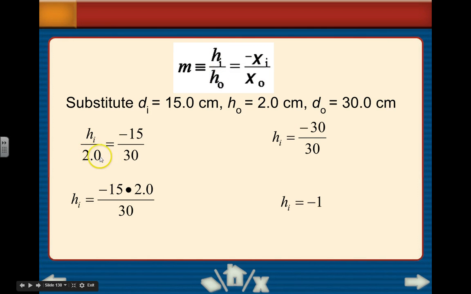ho is 2. The xi we figured out was 15, so the formula tells us this is a negative 15 over 30, which is xo. Multiply both sides by 2, you get a negative 30 over 30, which is equal to a negative 1. So the height of hi is going to be, instead of 2 centimeters, 1 centimeter. Okay, the negative tells us it's inverted. In other words, it's below the primary axis.